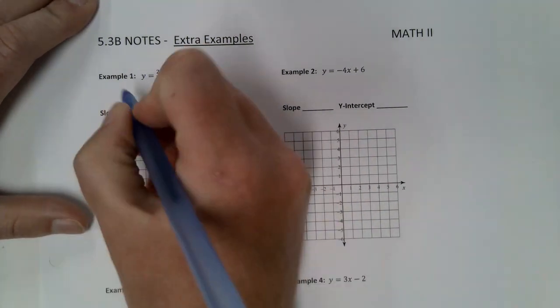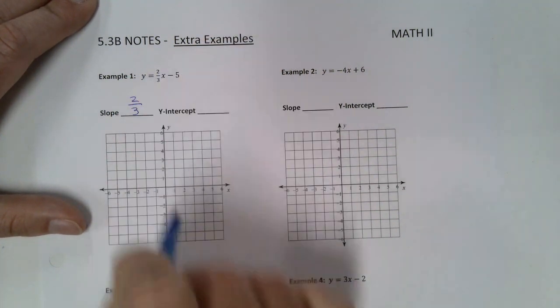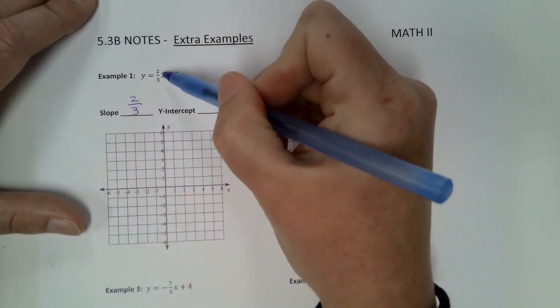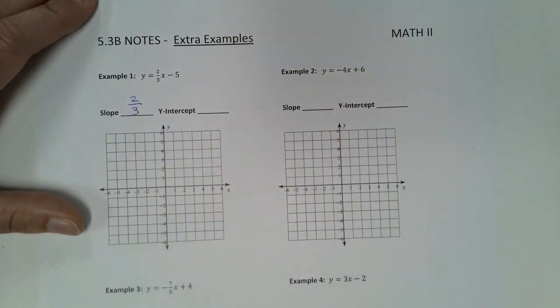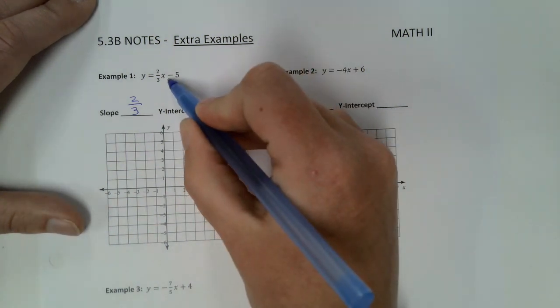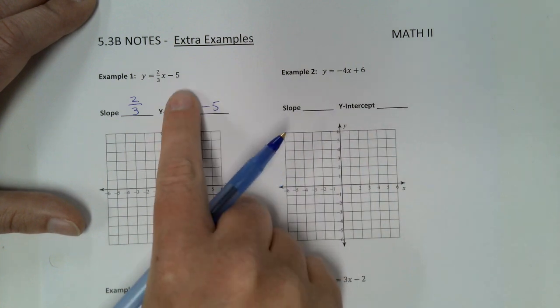2 over 3. Remember, your slope is always going to be found right in front of x. So it's 2 over 3. Usually it's a fraction. If it's not a fraction, we want it to be a fraction. How about my y-intercept? What's that going to be? -5. We take this sign with it. That is a -5. It's always at the very end of your equation.